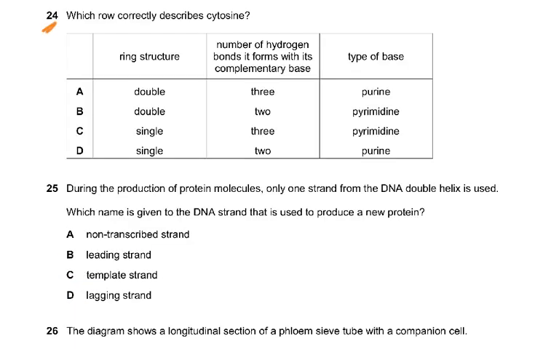Question number 24. Which row correctly describes cytosine? What is cytosine? Cytosine has 3 hydrogen bonds. Adenine and guanine are double ring. This is a single ring. So single ring is not a purine, it's a pyrimidine. It's all factual. You've got to know it. You've got to remember it somehow.